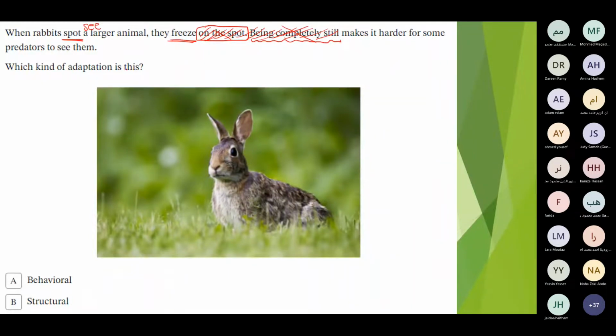Which kind of adaptation is this, Lara? Behavior. Behavioral. Okay, can you tell me why? Because he is making something, he is doing something. It is not a structure in his body. Meaning not the shape of his ears, eyes or legs. Okay? Excellent, Lara. This is a behavioral adaptation. So here we got information about the rabbits: when they spot a large animal they freeze. They stop at once, and this makes it hard for predators to see them. Bravo, Lara.